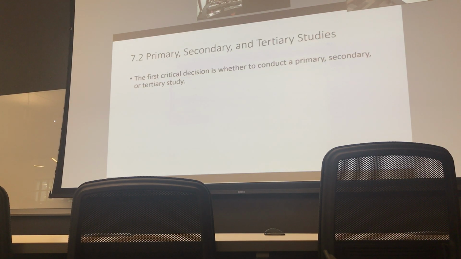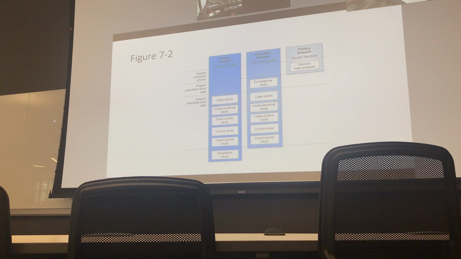All right, so the first critical decision when you're thinking about a study approach is you have to think about, is it going to be conducted primary, secondary, or tertiary? The basic outlook of a primary study design is that you're collecting new data. This is figure 7-2 from the book. These typically are your case studies, cross-sectional studies, case control studies, cohort studies, experimental study designs, and your qualitative studies.